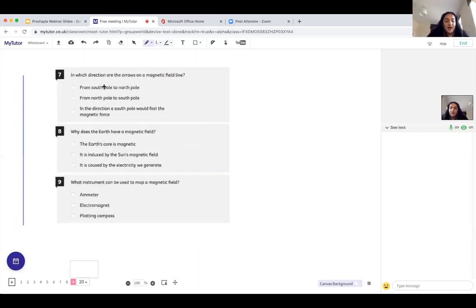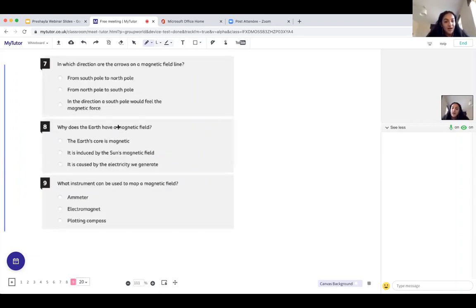Finally, in which direction are the arrows on a magnetic field line? Why does the Earth have a magnetic field? And what instrument can be used to map a magnetic field? Let's give you 20 seconds for these. Okay, so the first one is from north to south. Why does the Earth have a magnetic field? That's because the Earth's core is magnetic. And what instrument can be used to map a magnetic field? That's a plotting compass, like we saw in the mini practical.